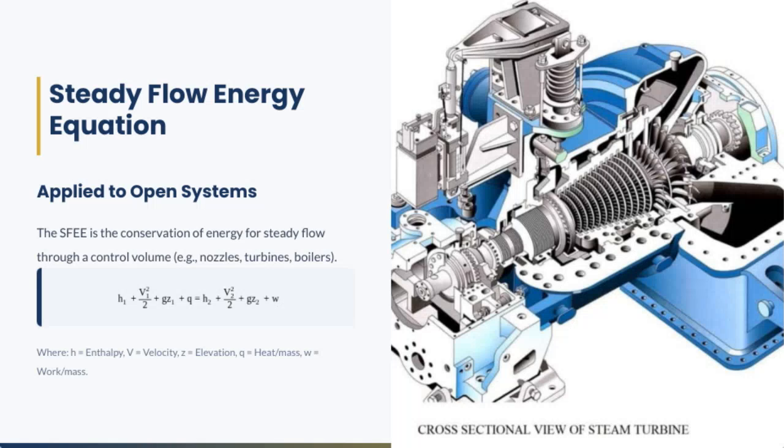Let's take a closer look at the key variables involved in the steady flow energy equation. Here, H represents enthalpy, which is the energy stored in the fluid due to its pressure and temperature. V stands for velocity, indicating how fast the fluid is moving. Z is the elevation, reflecting the potential energy related to height. Q represents heat transfer per unit mass, and W is work done per unit mass.